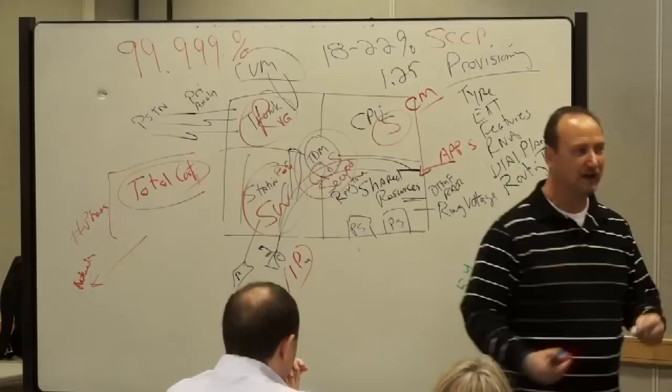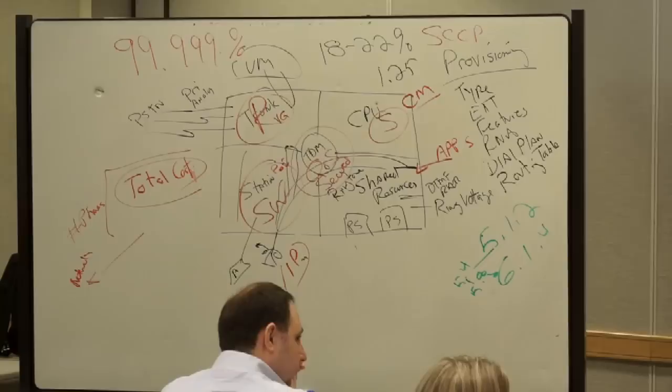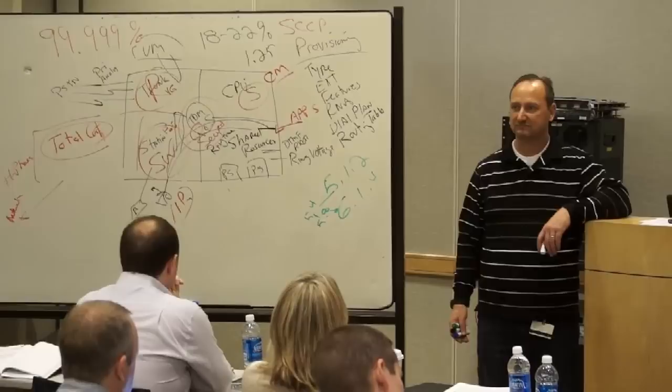Five nines reliability. What's five nines reliability? Five minutes a year. Five minutes of downtime a year. Wow. Are we good at that on the data side? No, we're not good at that on the data side.